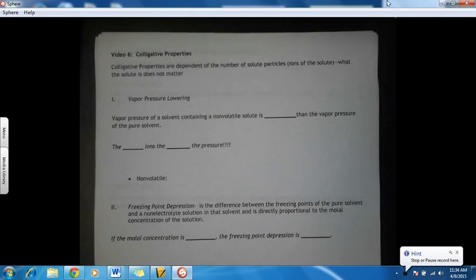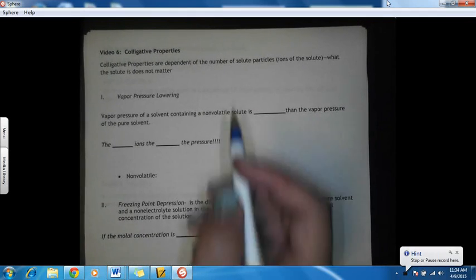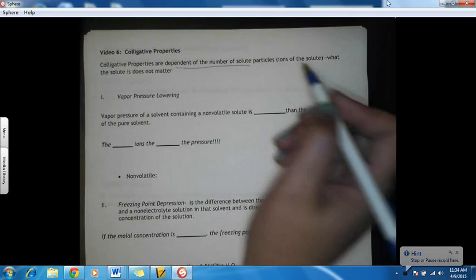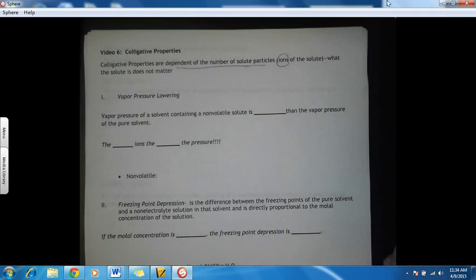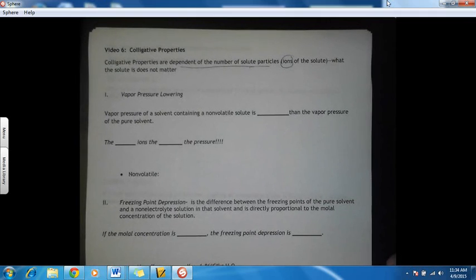Alright, in this video we're talking about colligative properties. Colligative properties are dependent upon the number of solute particles. In this we're referring to ions. What the solute is doesn't matter, just how many ions or parts there are.